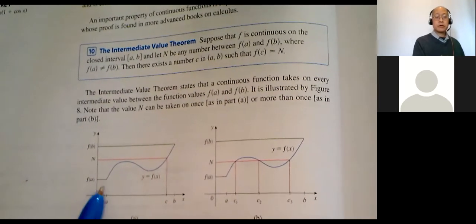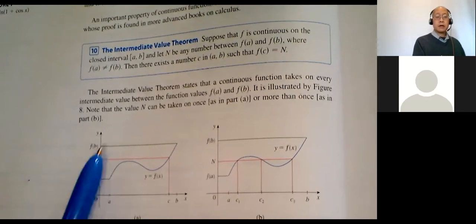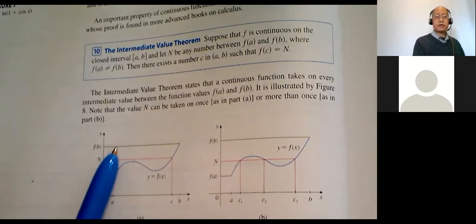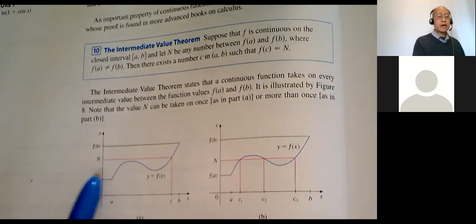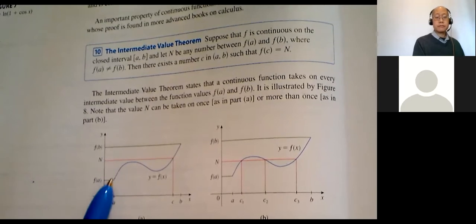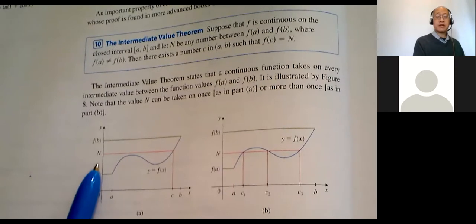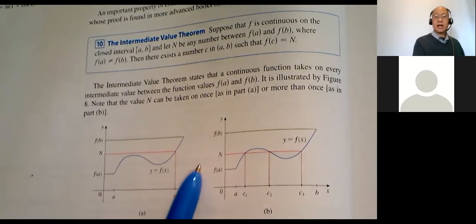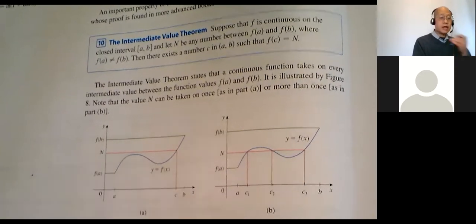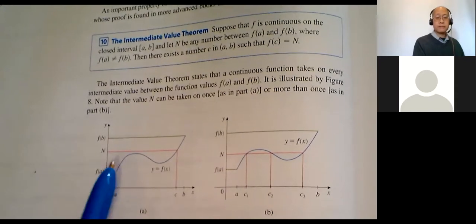Okay, so you have a number here, they're not equal. Pick any number between the two that is attained somewhere in the interval. In this particular case, they call it n. N has to touch 3 times here. In this picture, it looks like n touches just once, way over here.